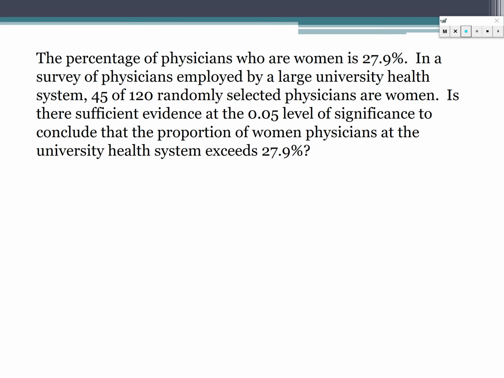Since at this point we should be somewhat familiar with the steps of hypothesis testing, I'm going to go ahead and dig right into our examples. We have the percentage of physicians who are women is 27.9%. In a survey of physicians employed by a large university health system, 45 of 120 randomly selected physicians are women. Is there sufficient evidence at the 0.05 level of significance to conclude that the proportion of women physicians at the university health system exceeds 27.9%?